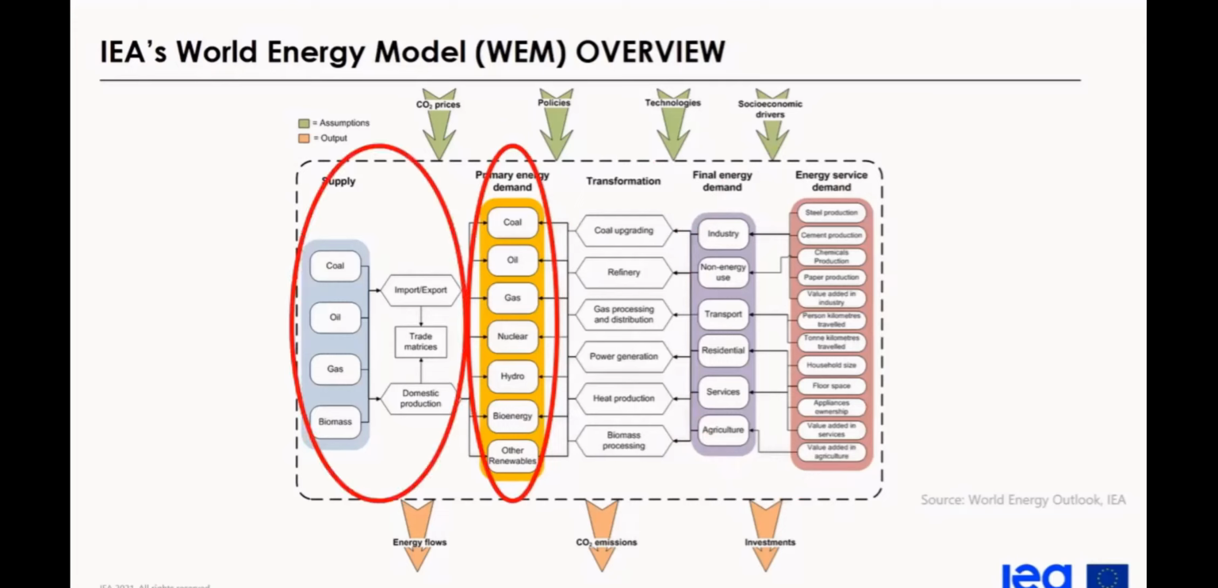On the top left side, you have the supply modeling section with fossil fuel supply, but very importantly as well, trade matrices, import and export of oil and gas, as well as domestic production. And the fossil fuel prices will play a role of equilibrium between supply and demand.